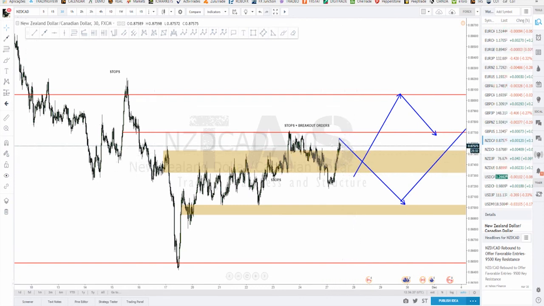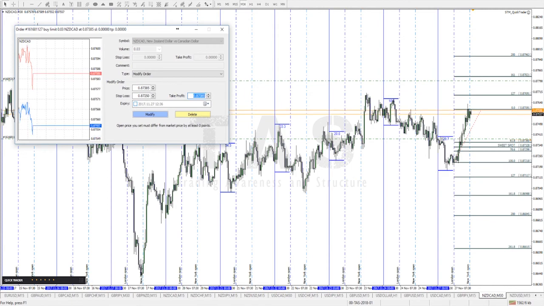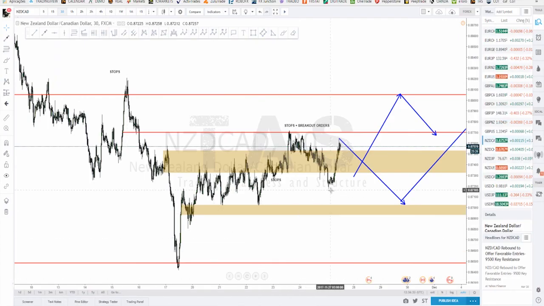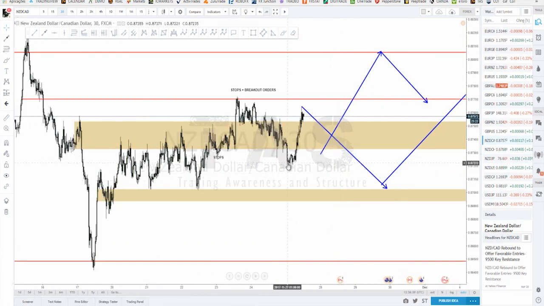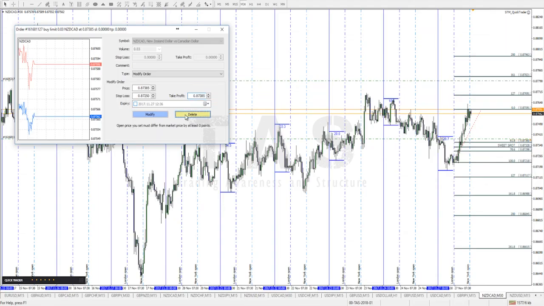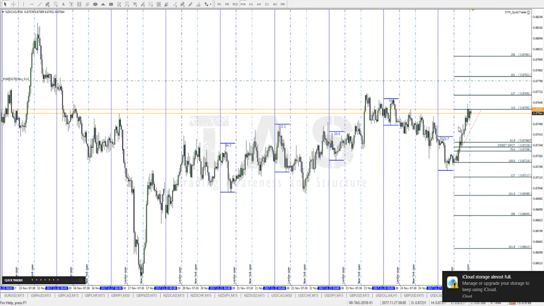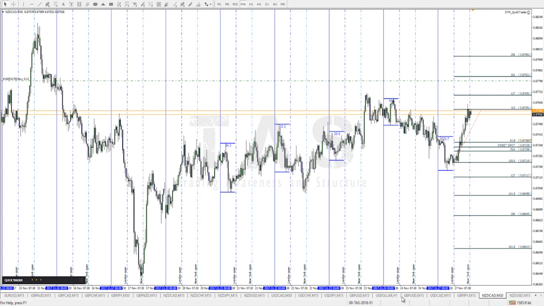Where's the NZD CAD? Kind of doubt here. I'm not going to put this one because it didn't break the highs yet. I'm going to wait for it to break the highs and then put the order in.